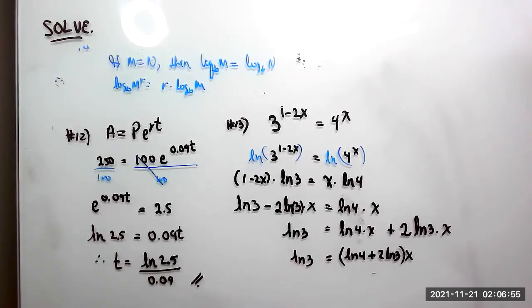So now solving for x, of course, we can divide by this number. So therefore, x equals ln of 3 over ln of 4 plus 2 ln of 3, and we are done. We can punch this in the calculator to find the actual value.